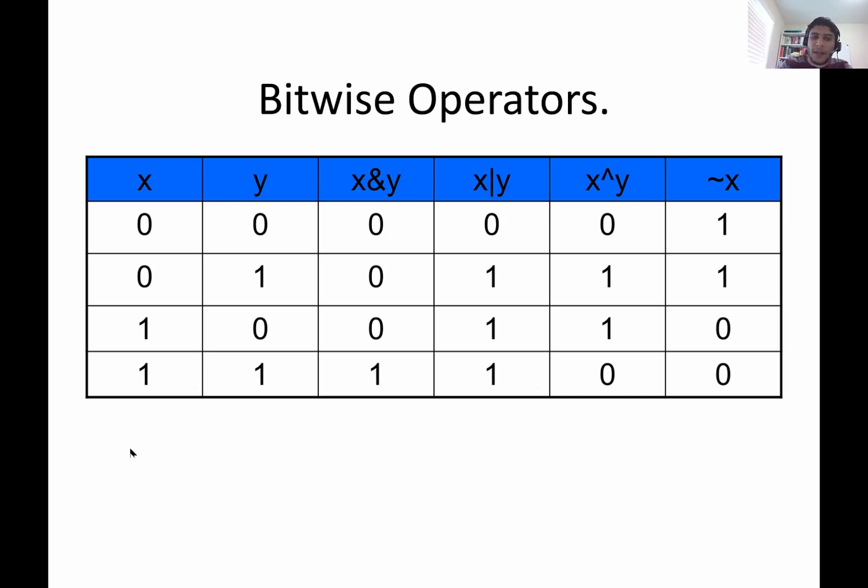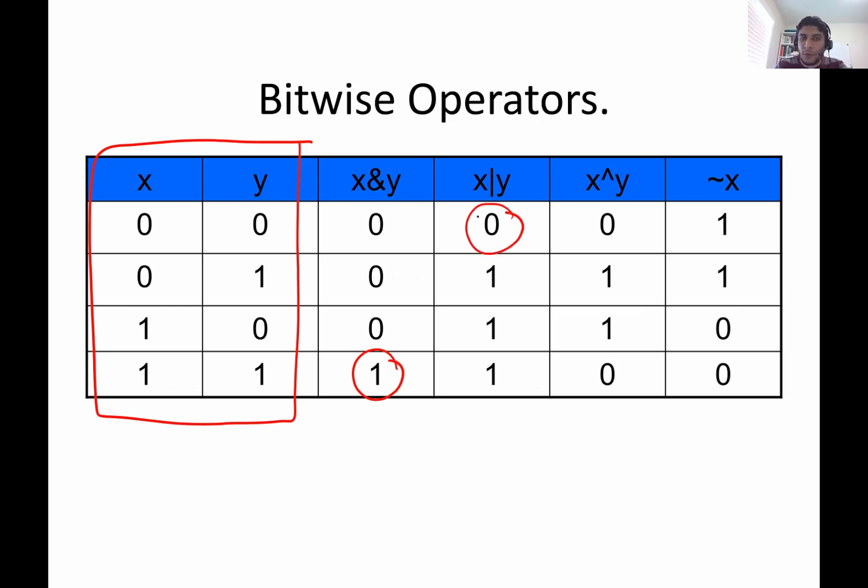If you have X and Y, all the values of X and Y are here. You have 4 different values. If X is 0 and Y is 0, then first of all, the AND gives you 1 only if both are 1. The OR is the other way around. It gives you 0 only if both are zeros. XOR gives you 1 if they are different and 0 otherwise. And NOT X is simply flipping all the bits of X. Good. So again, this is some background in logic.